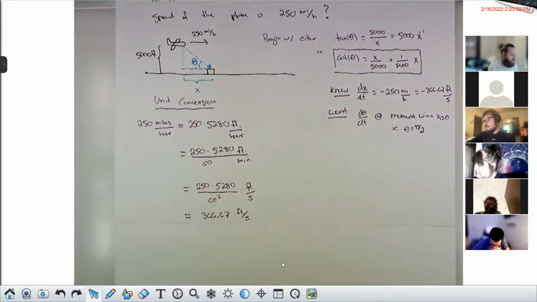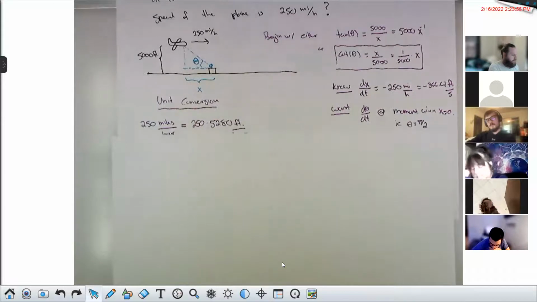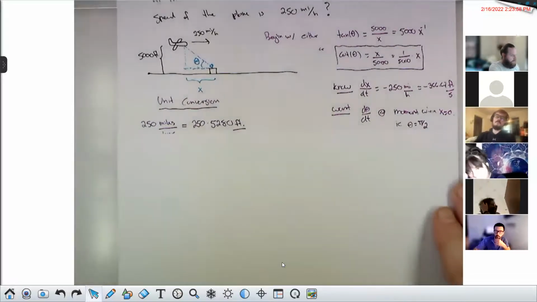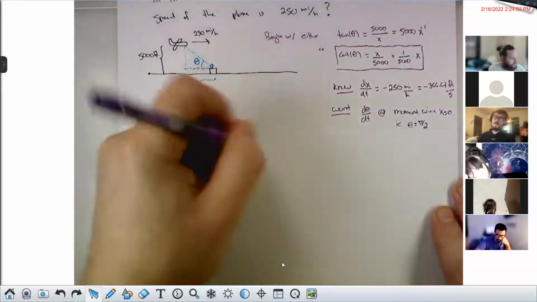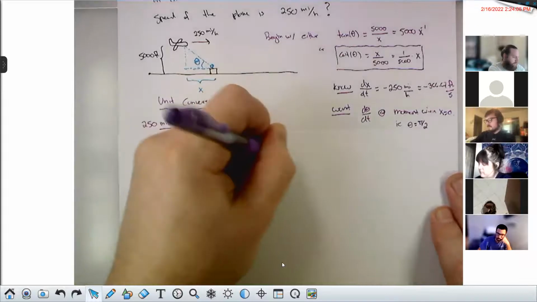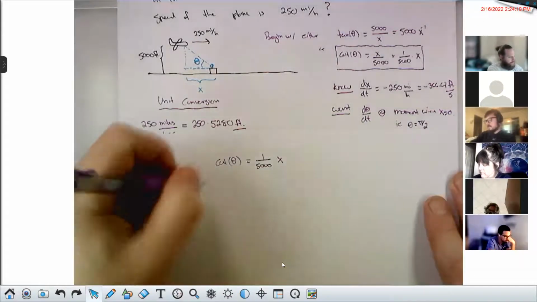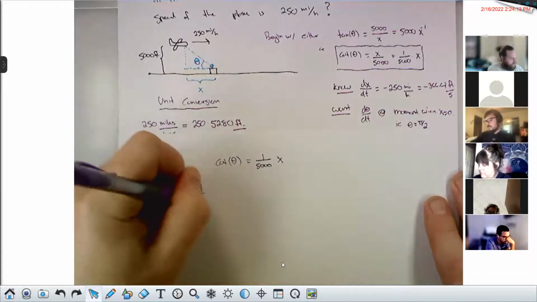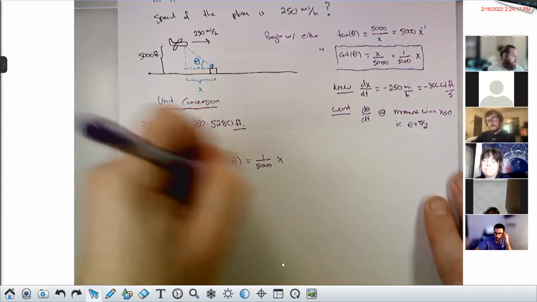To avoid further cluttering, if there's any harm in covering up the unit conversion there, I'm going to begin with the statement that the cotangent of theta is 1 over 5,000 times x. And I'm going to apply d/dt to both sides.